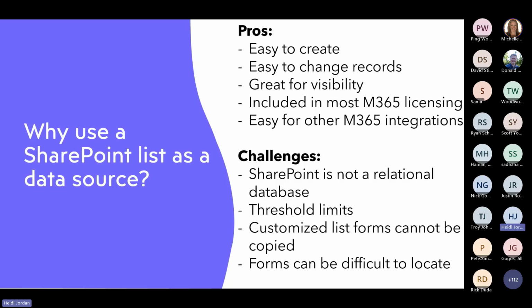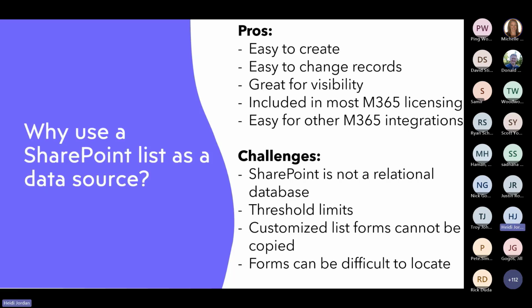SharePoint does have some threshold limits. So when you get to that 5,000 mark is kind of the rule of thumb. That's when you start to see some degraded performance, permissions issues. Sometimes the filtering doesn't work. So if you're going to have more than like 5,000 records in your list at one time, then you need to be concerned with this.